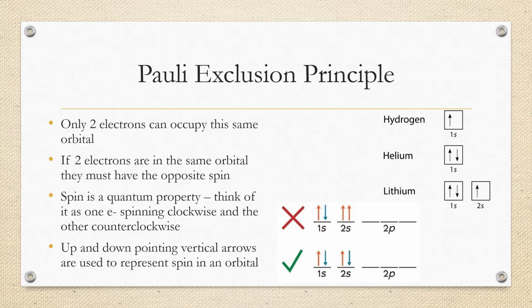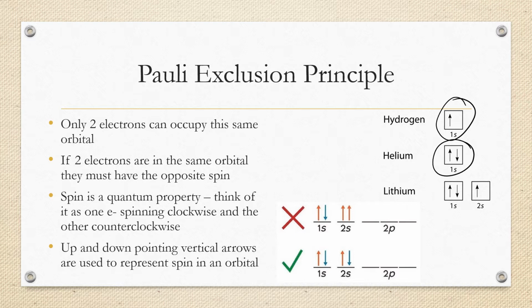The second is the Pauli exclusion principle. So only 2 electrons can occupy the same orbital. So that means in every box, I can only put 2 electrons maximum. They can't hold 3, they can't hold 4, it's 1 or 2. That's the maximum.